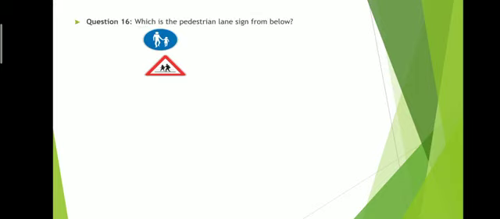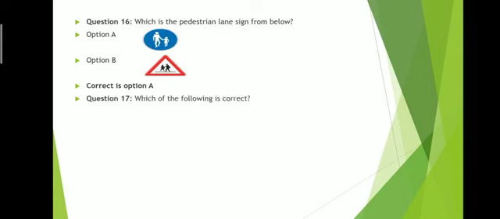Which of the following is the pedestrian lane? A, B. The correct answer is option A; it is the sign for pedestrian lane. Just be clear of the concepts: what is a pedestrian lane, what is a pedestrian crossing, and what is children crossing?